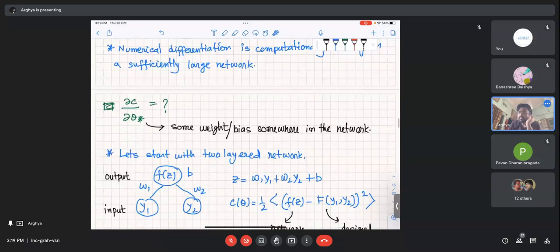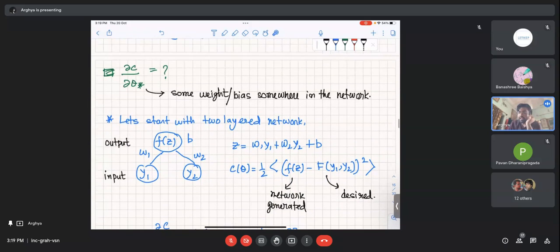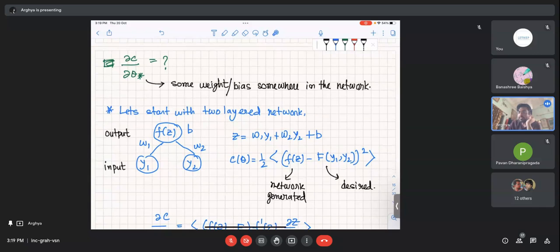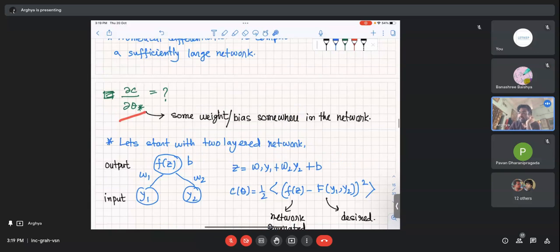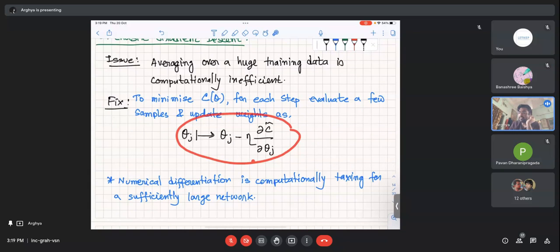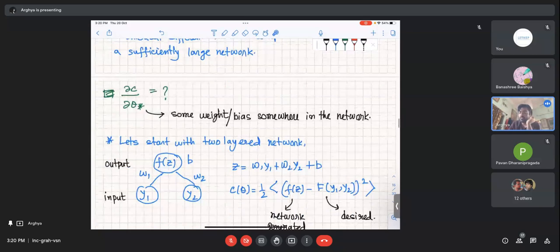So what we do is the following algorithm. Let's say you are interested in calculating the derivative of the cost function with respect to some weight or bias somewhere in the network. The star denotes that it is just somewhere in the network, wherever it is. So theta star can represent either a weight or a bias inside the network, and you want to calculate this del C del theta star, because this is what you need. Along with the learning rate, it tells you how to adapt your weights or biases as the training goes on.